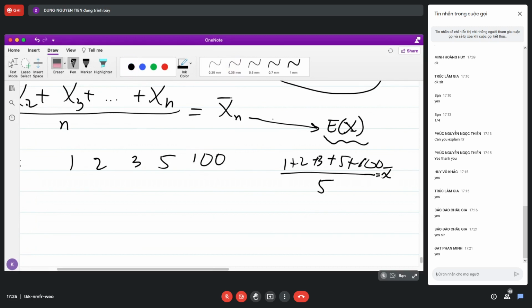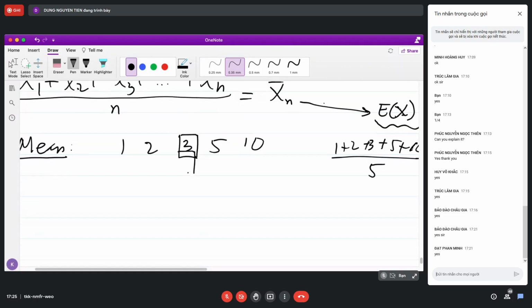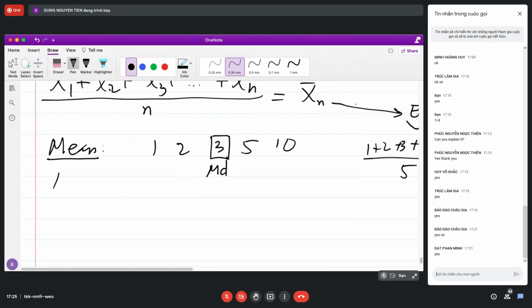Instead of finding the average value, I will find the value at the average location, the middle location. So I arrange all the numbers in increasing order like this, and then I determine the one at the middle. In this case, it is 3. This number 3 is called the median. I call it the median of X.